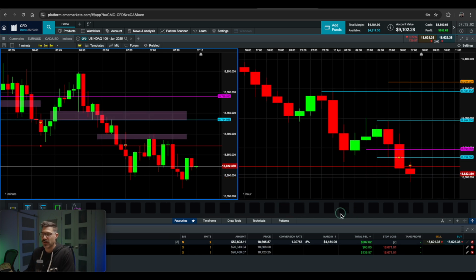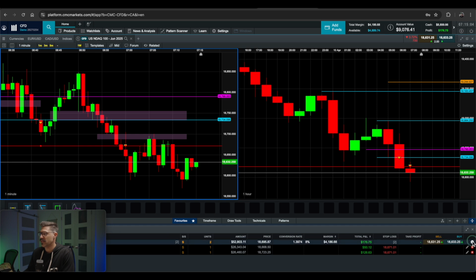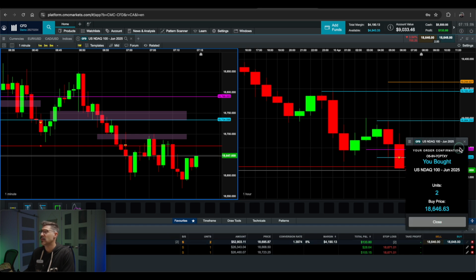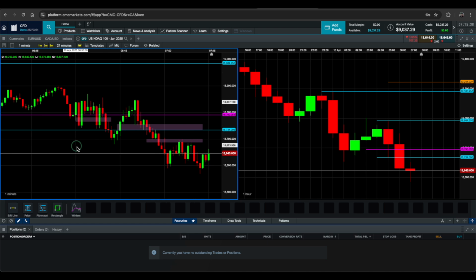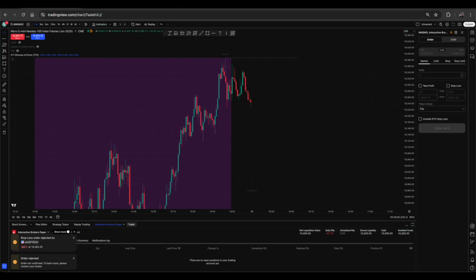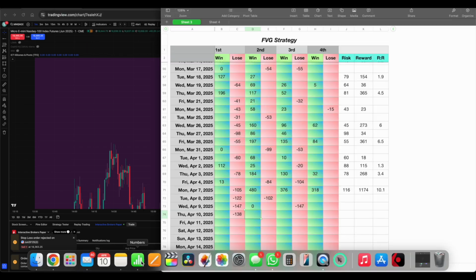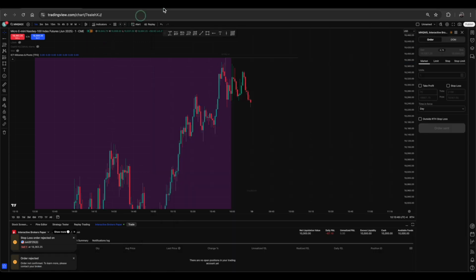Alright guys, well, I gotta go to work. I am gonna flatten all this. And I'll just update the results later through backtesting on TradingView. And look at this. CMC Markets frozen again. I'll do some forward testing or backtesting later tonight on TradingView and actually put the numbers in to update the spreadsheet and see how the strategy ends up doing today.